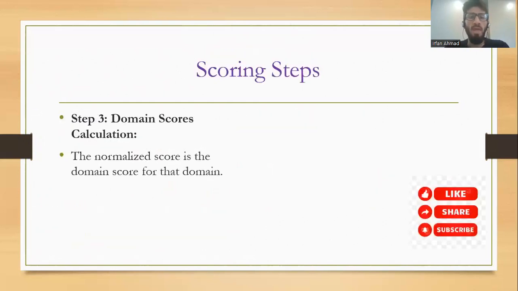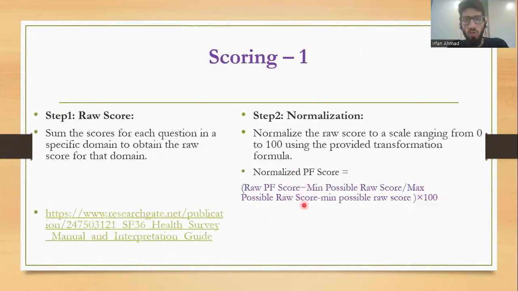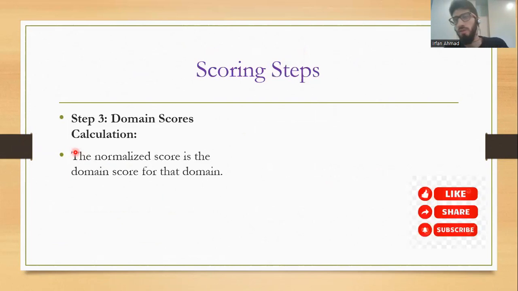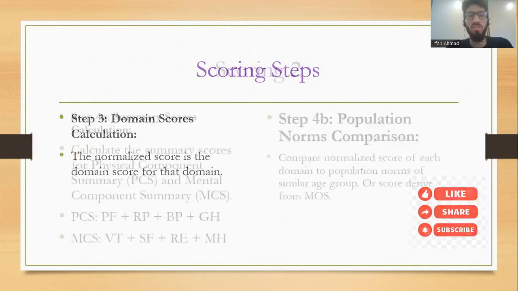Okay, now coming to the scoring steps of scoring method 1. The domain score calculation. Actually, the normalized score is the domain score for that domain. When you normalize it to 100 using this formula, you get the final domain score for that specific domain. Okay, this is the first scoring method. When you get the domain score, you can then analyze them according to your research questions.